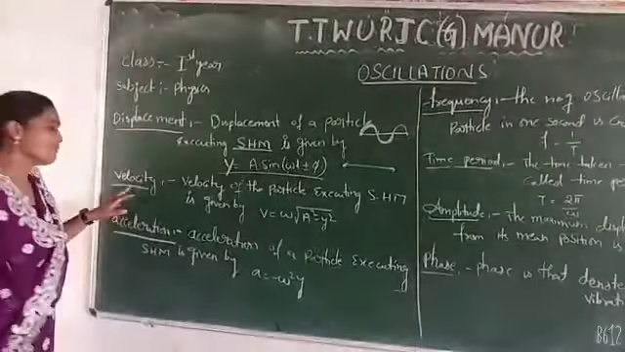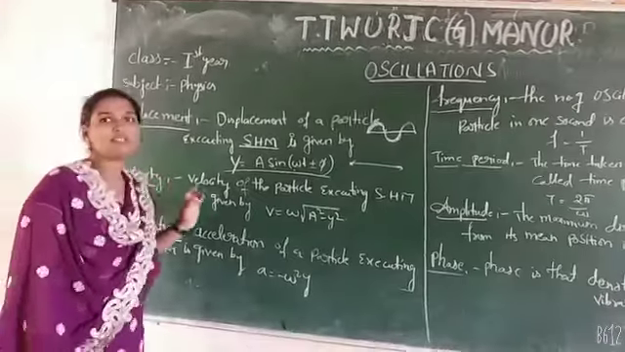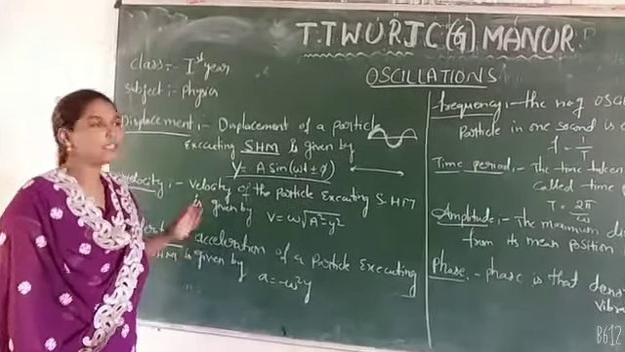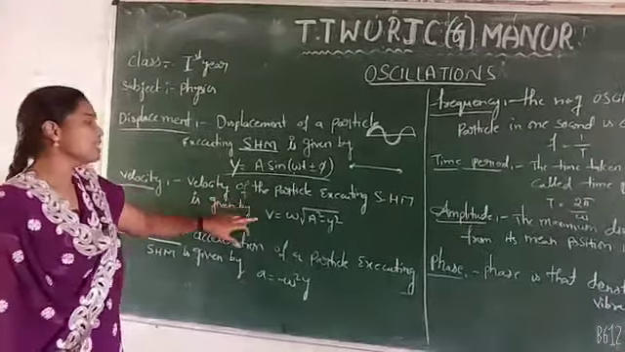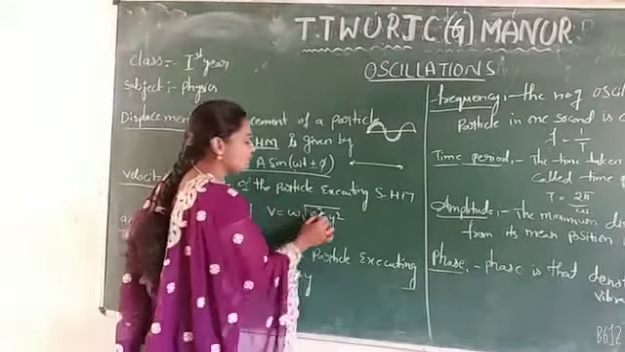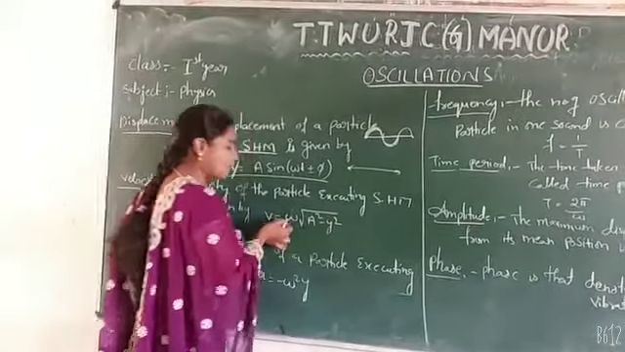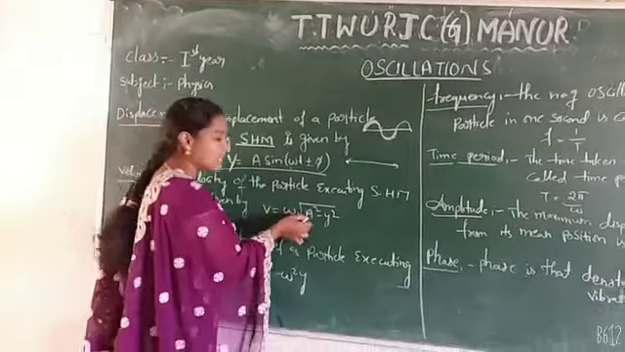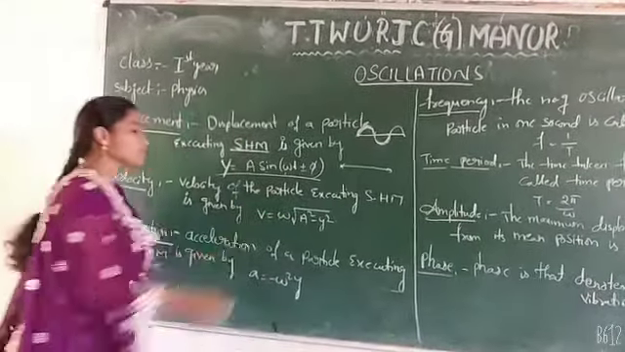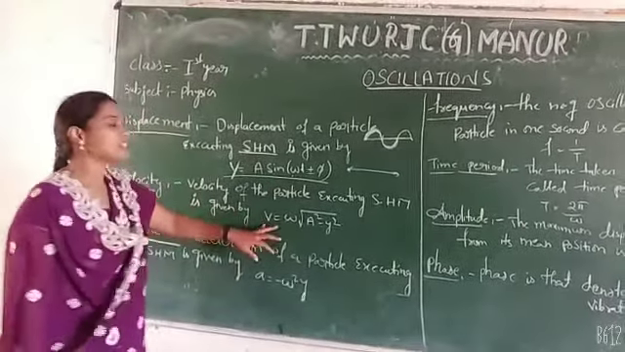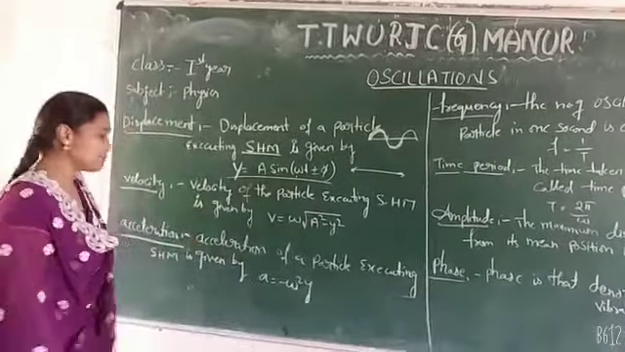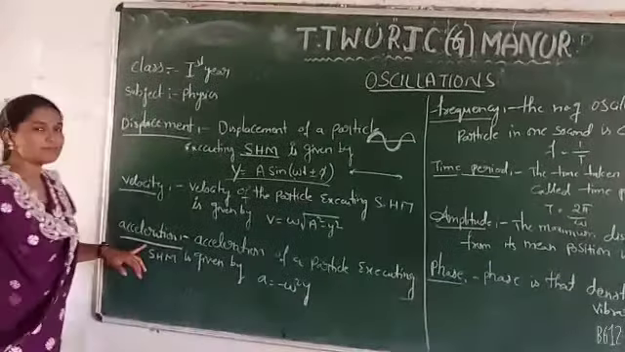Next come to the velocity. What do you mean by the velocity? The rate of change of displacement is called the velocity. But in the case of simple harmonic motion, the velocity is given by v is equal to omega into root of a square minus y square. Here omega is the angular velocity, a is the amplitude, and y is the displacement. By substituting these values, we can find out with how much velocity the particle is moving in the form of simple harmonic motion.